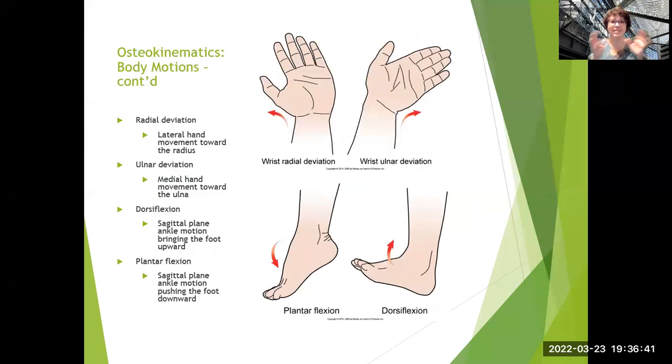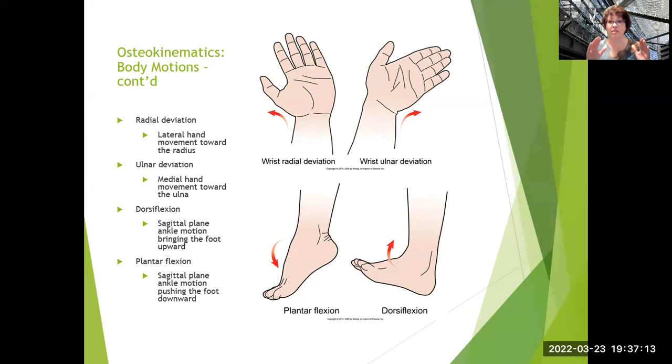So when we start to get to the hands and feet, we have some special names for flexion, extension, and abduction and adduction. So radial deviation is lateral hand movement towards the radius, so towards the thumb side of the hand. And when we say lateral, we're in anatomic position. So when you move towards the thumb side, you radially deviate or you abduct the wrists. Ulnar deviation is medial hand movement toward the ulna or toward the pinky side of the hand.